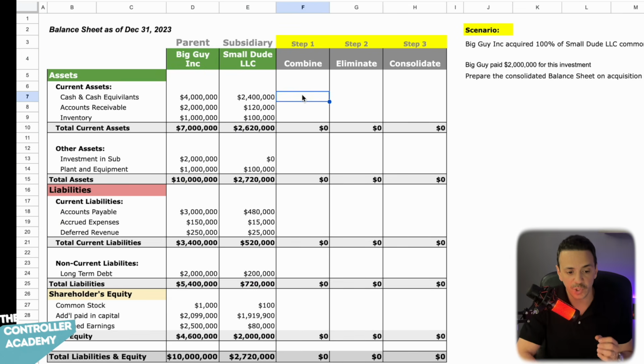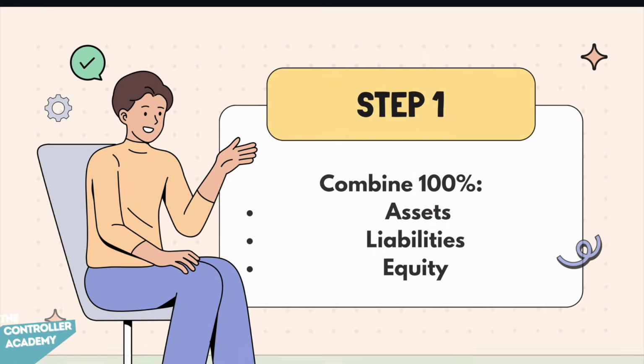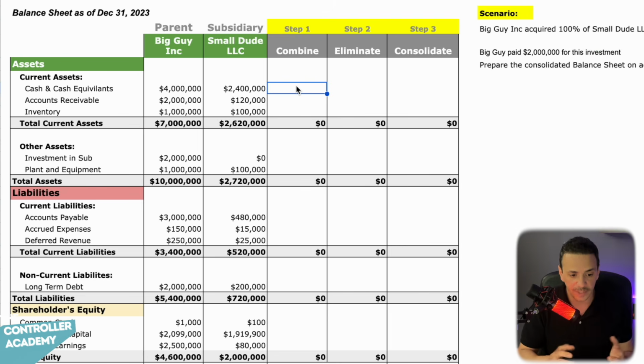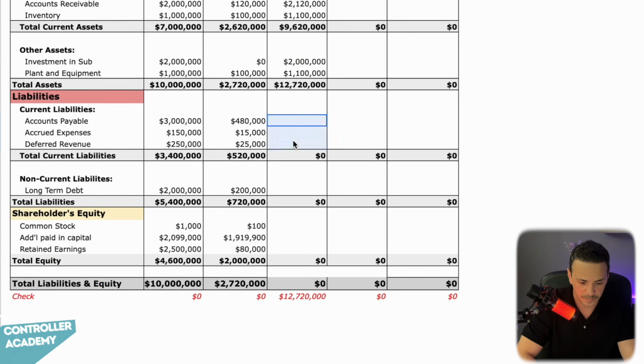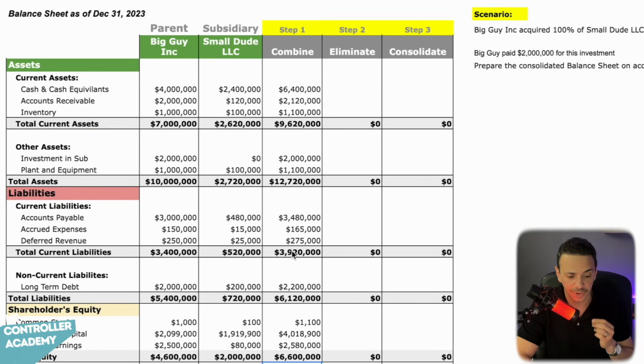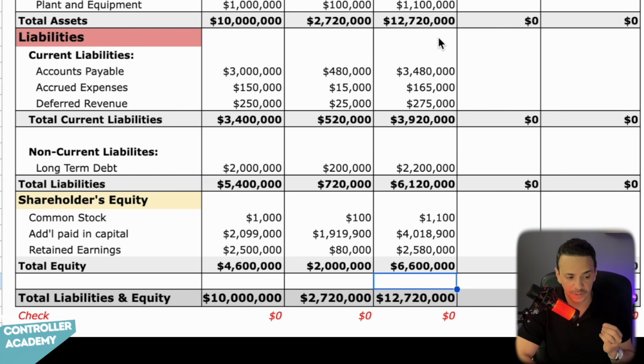The first step is going to be to combine all the accounts on the balance sheet, assets, liabilities, and equity. Let's go ahead and combine these accounts. All right, now that we combined all the accounts in the balance sheet, we want to check that the assets always equal the liabilities and equity. So always have a formula here at the bottom that checks that your total assets equals your liabilities and equity.